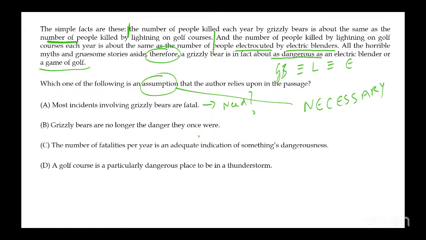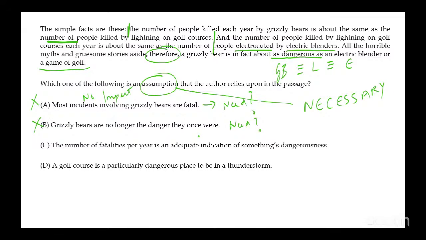No, we don't need this, right? So, I can say it has no impact on my conclusion. We don't need this. Out. B. Grizzly bears are no longer the danger they once were. Do I need this for the conclusion to hold? No. B is out, no impact.